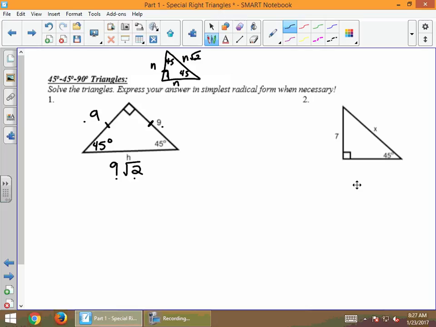You just need to reference them. You're going to be given the diagram on your paper. So if we look at 2, 2 is the same thing.